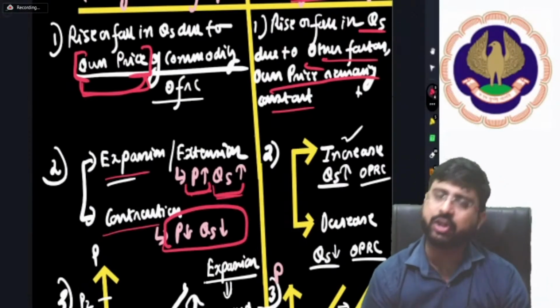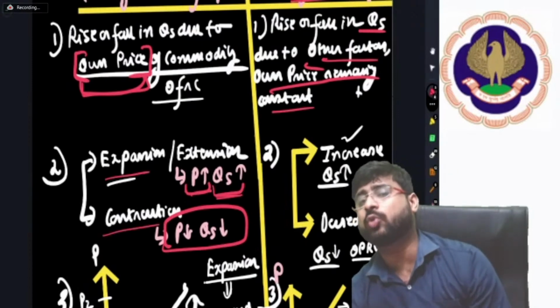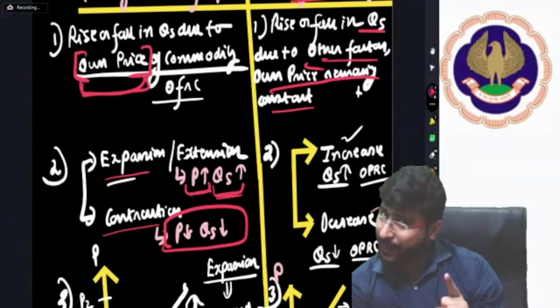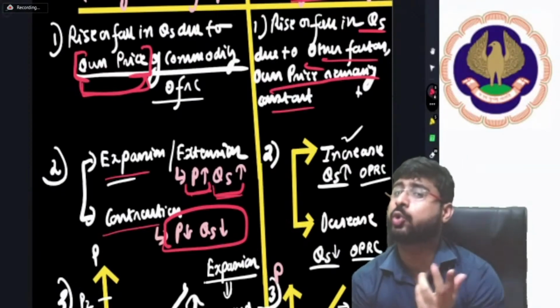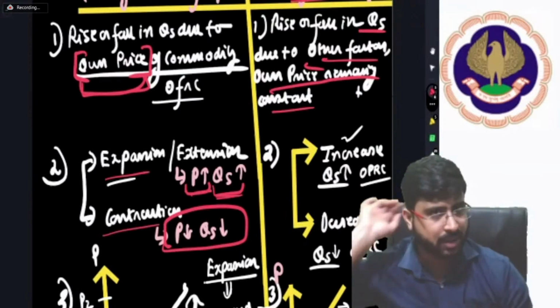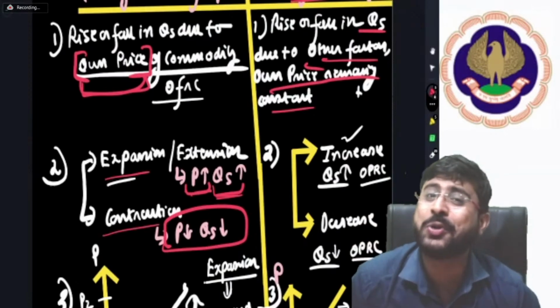So in expansion, we talk about the rise. The rise due to what? In expansion, there is a rise in quantity supplied due to what? Everybody must answer. Answer it. I will not answer it. Come on, everyone. In expansion, there is a rise in quantity supplied due to what?